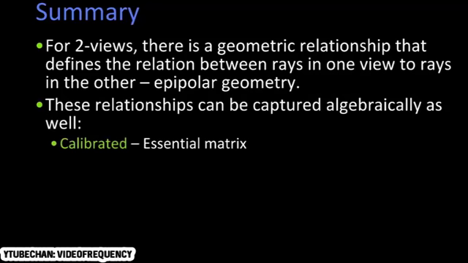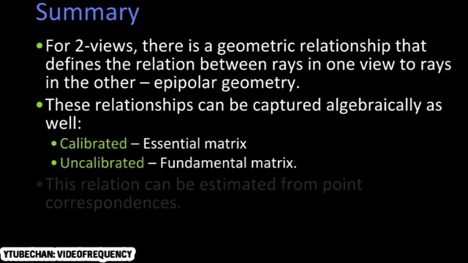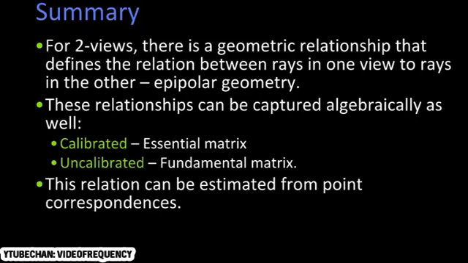For the calibrated camera case, that was referred to as the essential matrix. For the uncalibrated camera case, it's the fundamental matrix. And the math that we've been going through has been talking about how you can find these matrices, how you can find these relations by just giving me the correspondences between points from one image to the next. All right. This ends the lesson on fundamental matrices.